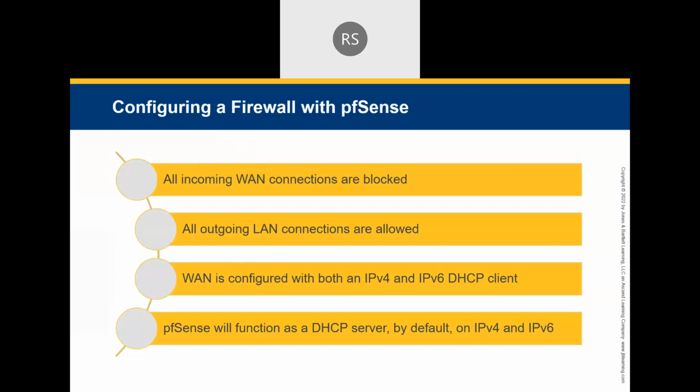It configures the WAN interface with both IPv4 and IP version 6 DHCP clients for automatic address assignment. Now, pfSense will also function as a DHCP server. By default, this is on the IPv4 and IP version 6.